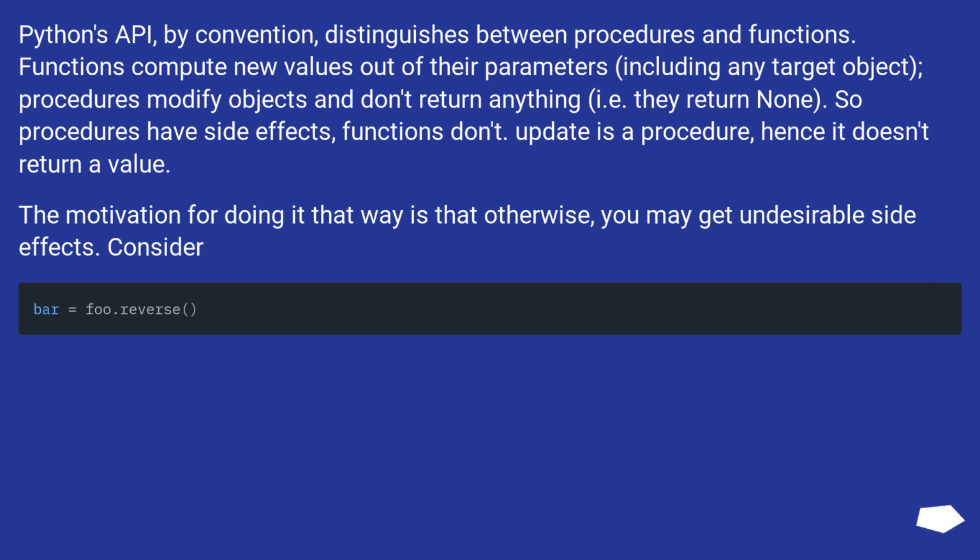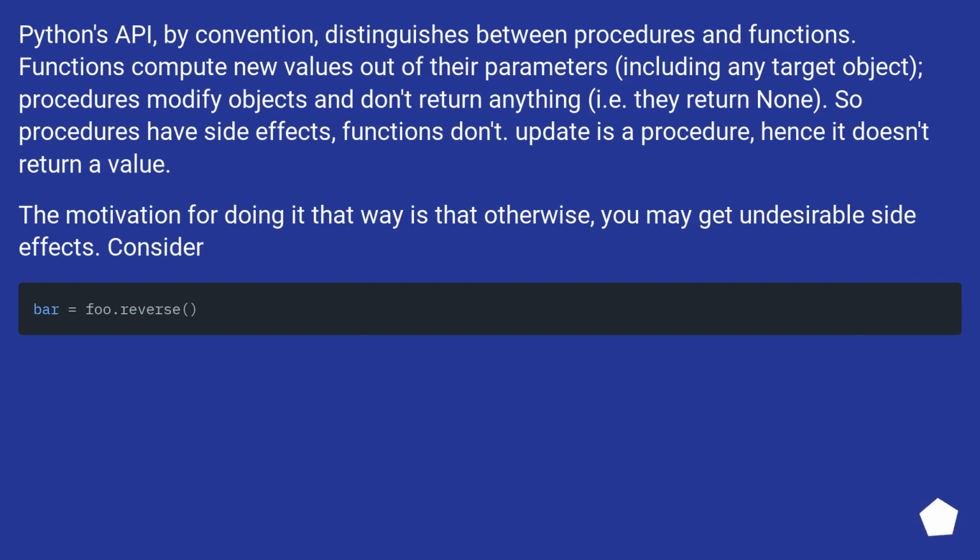Python's API, by convention, distinguishes between procedures and functions. Functions compute new values out of their parameters, including any target object. Procedures modify objects and don't return anything, i.e. they return None. So procedures have side effects, functions don't. Update is a procedure, hence it doesn't return a value. The motivation for doing it that way is that otherwise, you may get undesirable side effects.